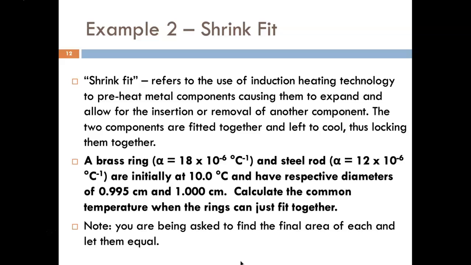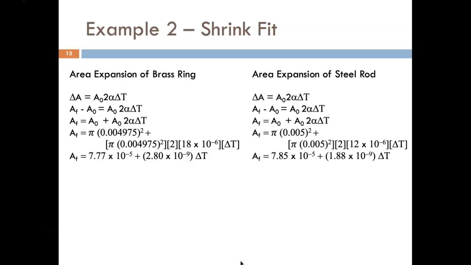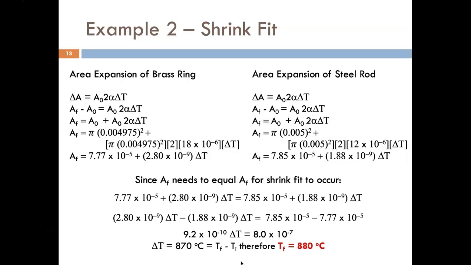You could do this in area. You could do the area of the brass ring, that's pi r squared, and then the area of the steel rod. For the brass ring, again, you've got your formula. You fill in all of the parts that you know, and you've got your steel rod, and you fill in all the parts that you know. You're being asked, when can you fit them together? So you have to allow each area to equal each other, the area of the brass ring equaling the area of the steel rod.